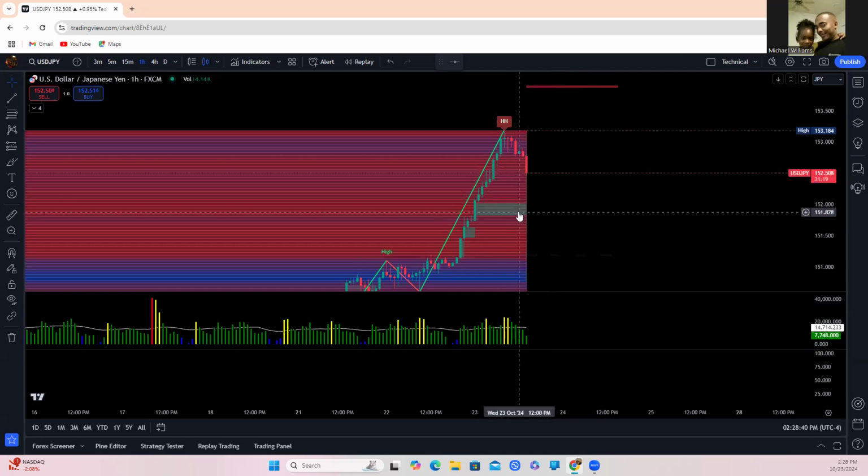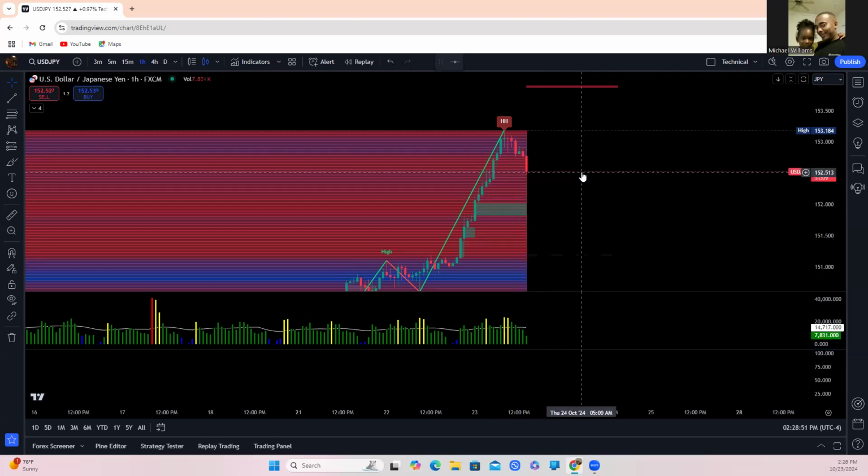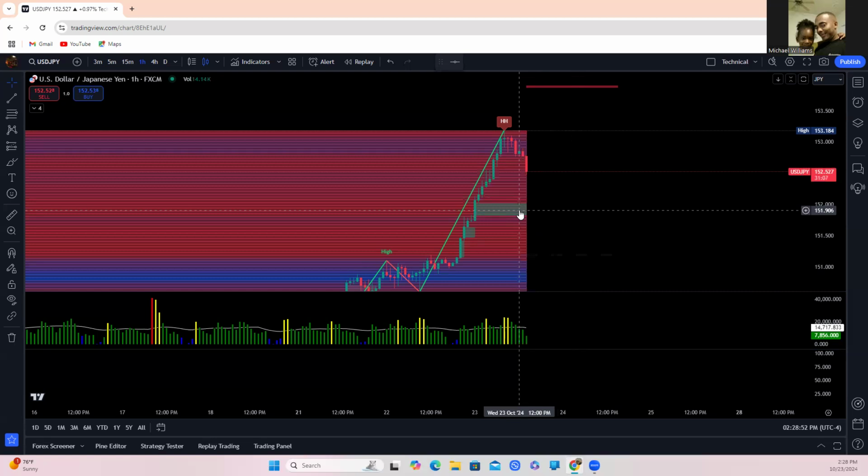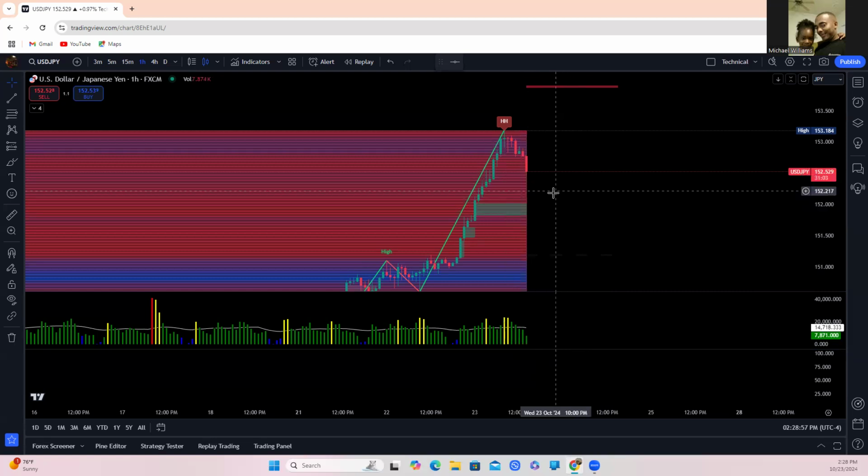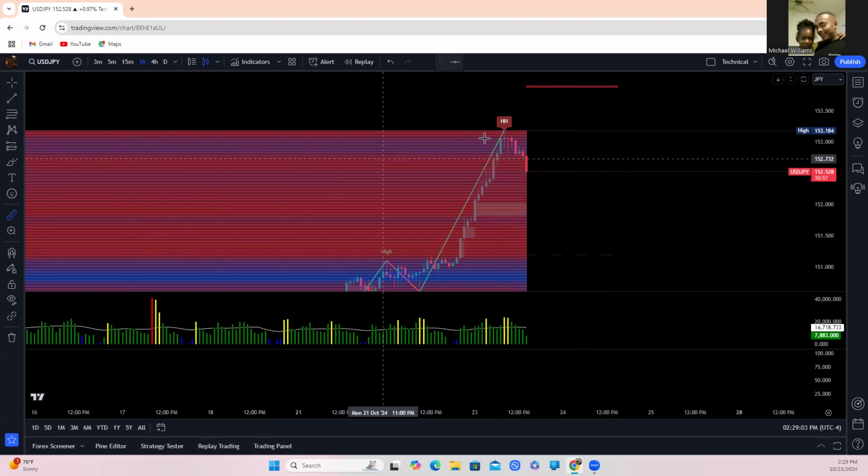Like I said, I'd like to see price come down into this fair value gap and fill some of these orders right here before we get that continuation to the upside. That's what I'm looking for. If I don't get it, I'm fine. I'll look for other signs prior to that, or whatever happens. Whatever happens, my trade is in profit, and I'll make some money off of this.